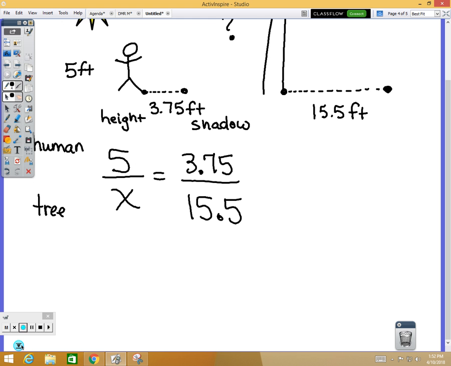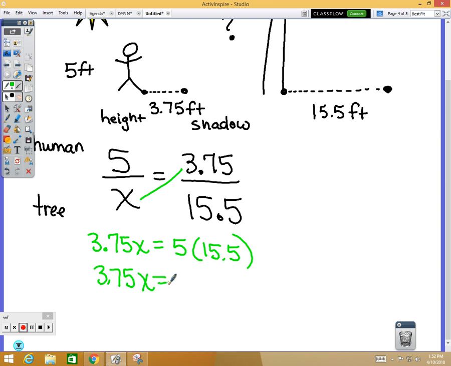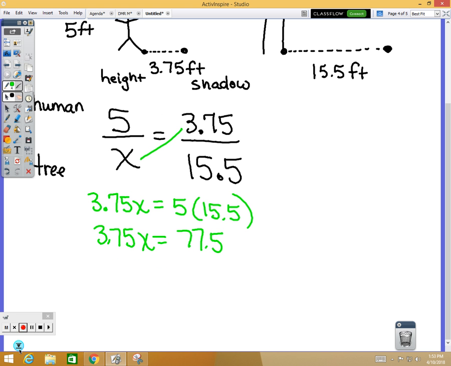Alright, so now we're going to solve this proportion, and I know there's decimals, but we're allowed to use calculators, so it should not be a big deal. We're going to use our cross products. We're going to do 3.75 times x, and we're going to do 5 times 15.5. So 5 times 15.5 is 77.5. And we're going to divide that by 3.75.